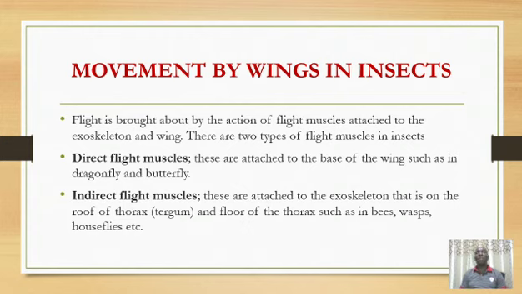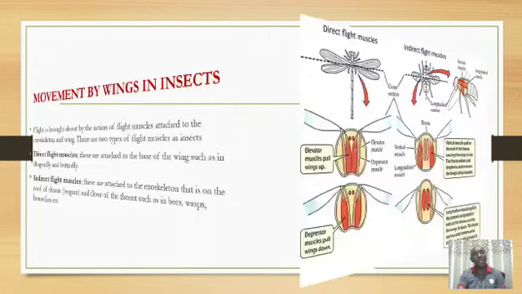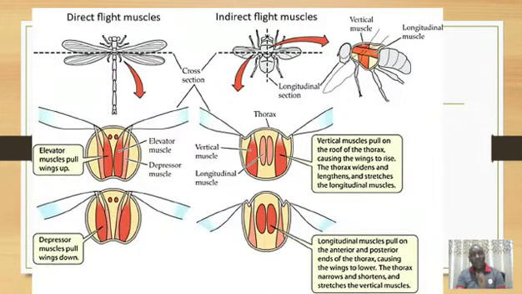Now, these muscles are of two types. We have what we call the direct flight muscles and the indirect flight muscles. Muscles in insects attached to the skeleton and the wing bring about flight. But these muscles are of two types: the direct flight muscles and the indirect flight muscles. What is the difference between the two?